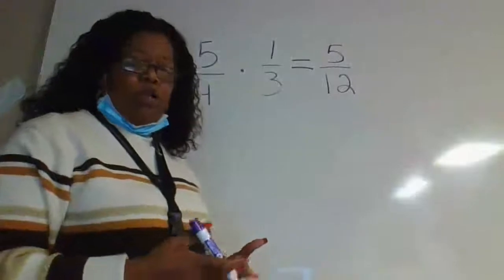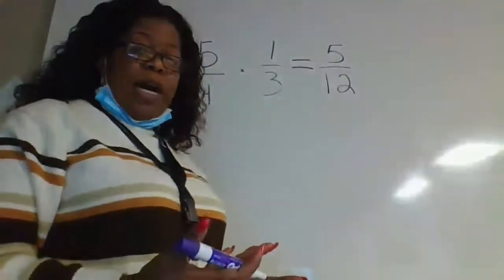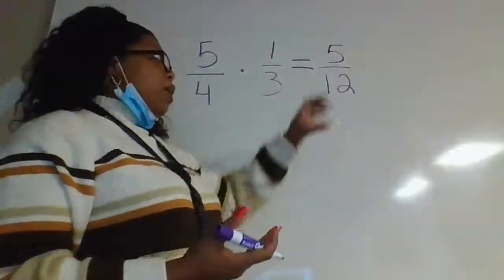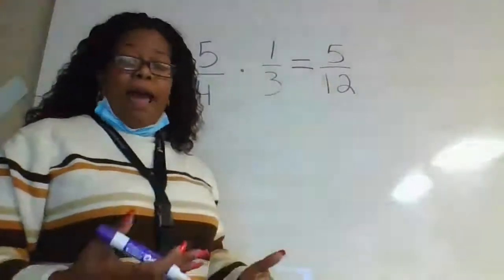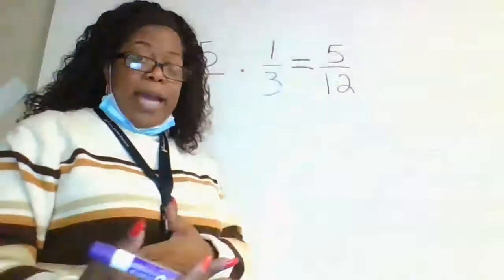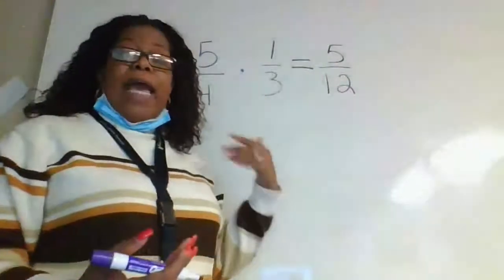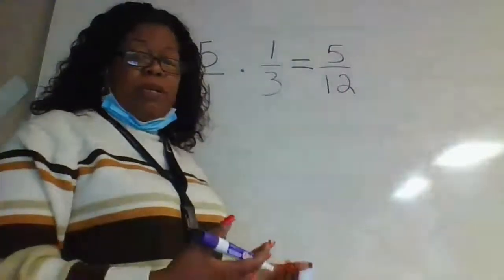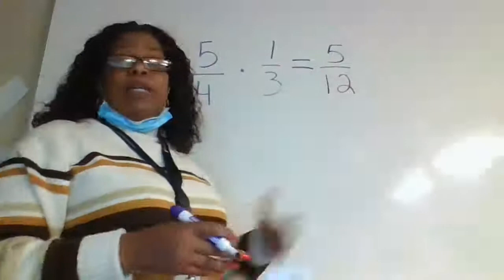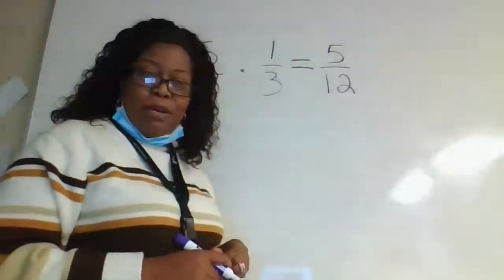Now, whenever we get an answer, we want to look at it and determine if it can be simplified, meaning, is there a number that the numerator and the denominator have in common that they can both be divided by? Remember, we talked about the greatest common factor. In this case, there isn't a number that 5 and 12 have in common, other than 1. 1 doesn't count because it's just going to give you 5/12. So in this case, we are done. 5/12 is our answer.